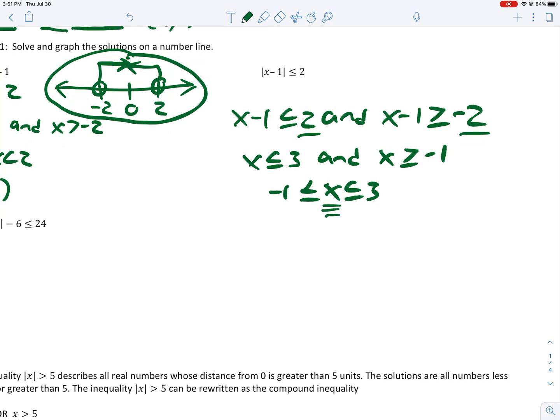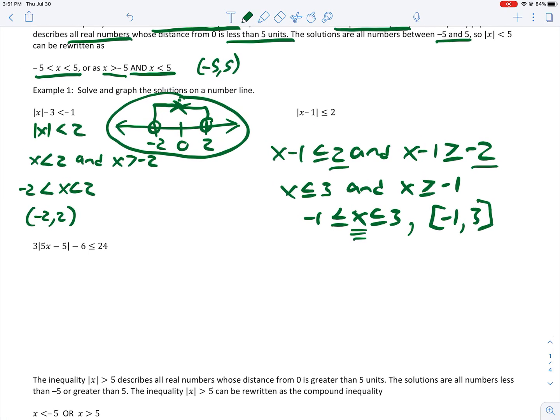Again, as you read this compound inequality, you start inside. So x is less than or equal to 3, x is greater than or equal to negative 1. As an interval, that would be negative 1 to 3. And again, there are square brackets this time because it's less than or equal to.